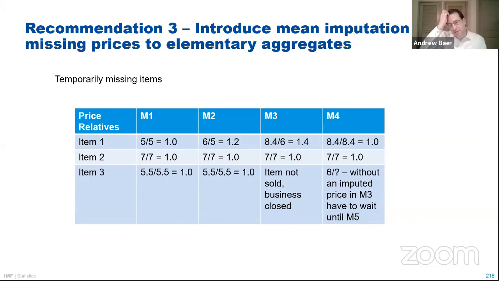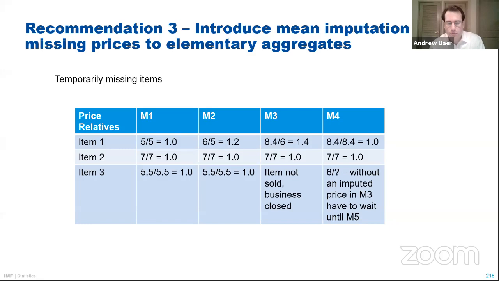Okay, so first, the case of the temporarily missing items. Here I'm going to show you 3 items in an elementary aggregate, and then I have 4 months as my columns. And you can see here I have short-term price relatives. So in month 1, item 1 has a current price of 5 and a previous price of 5, creating a price relative of 1.